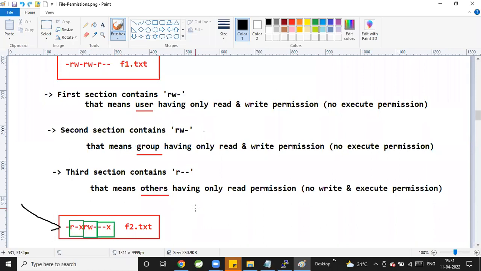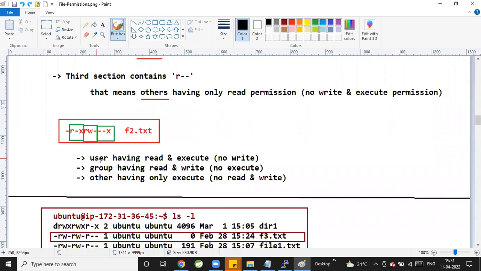Now, can you see this? User having read and execute, no write, because this is the first section. First section contains 3 characters, r-x. Read is there, write is not there, but execute is there. Write permission means modifying the file data. Execute means executing a program. Group, second section: read permission, write permission, no execute permission.